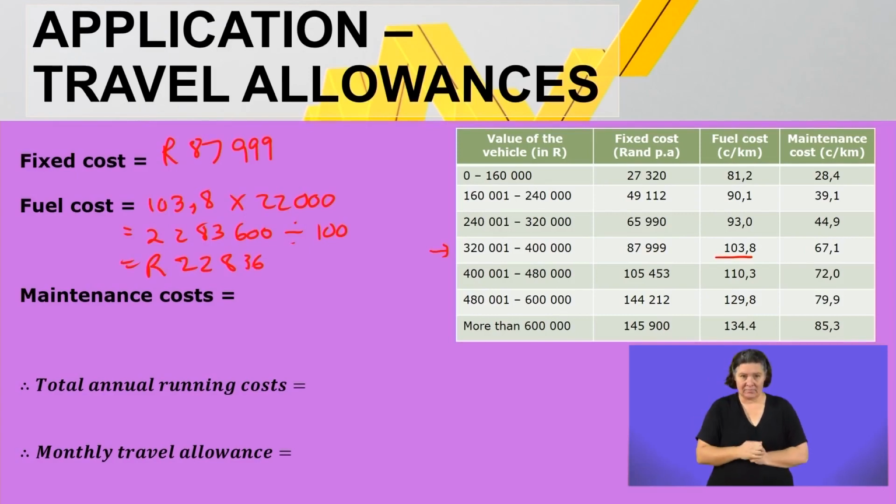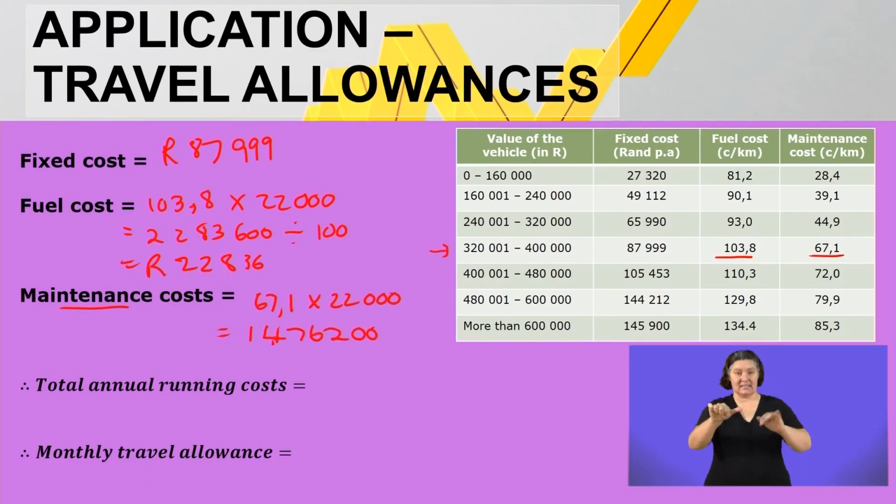Divided by 100 equals, that will give us the Rand value of 22,836 Rand. Now moving on to the maintenance cost. Maintenance cost is 67.1 cents per kilometer. So therefore, 67.1 multiplied by 22,000 kilometers equals 1,476,200 cents. I divide that by 100, so that gives us a Rand value of 14,762 Rand. So now to get the total annual running cost, I add my amounts together.